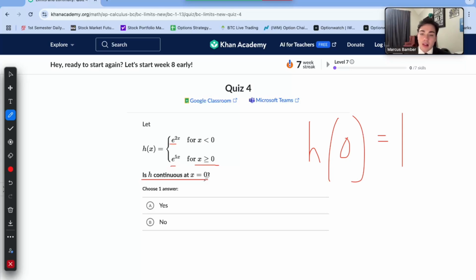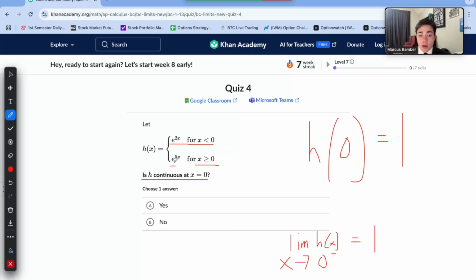Now we're going to look at our left-sided limit and our right-sided limit. So with our left-sided limit, as we approach 0 from the left, we can directly substitute 0 in for x. E to the power of 2 times 0 is 0. E to the power of 0 is 1. So the left-sided limit, how we would notate this, is the limit of h of x as x approaches 0 from the left is equal to 1. As we could just directly substitute 0 into the left side of the piecewise function, we yielded 1.